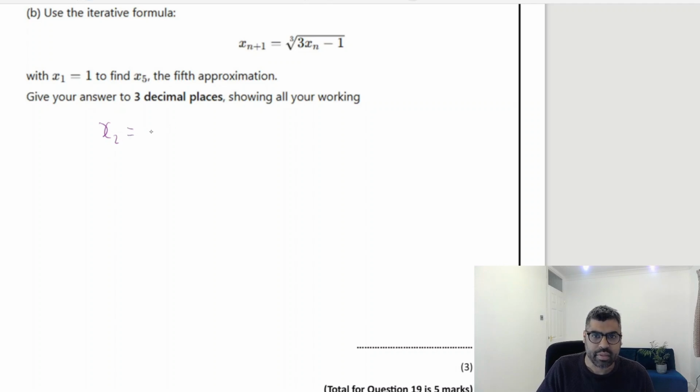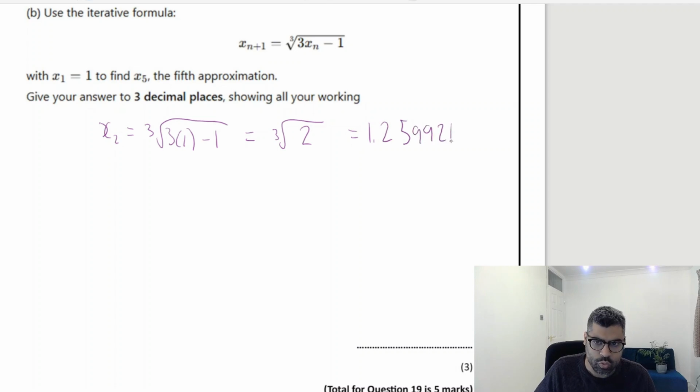So cube root of 3x1, which is a value of 1, minus 1, and let's solve that. 3 times 1 is 3, minus 1 gives us 2. So we have the cube root of 2, which is 1.25992105. Let's do the next iteration.